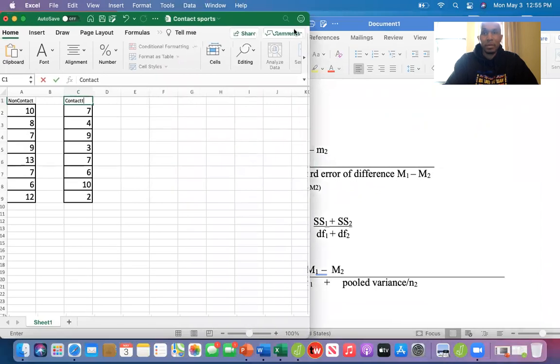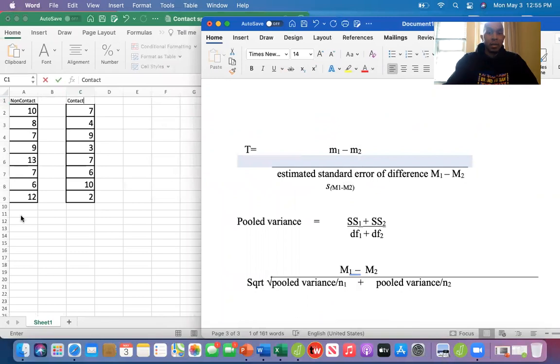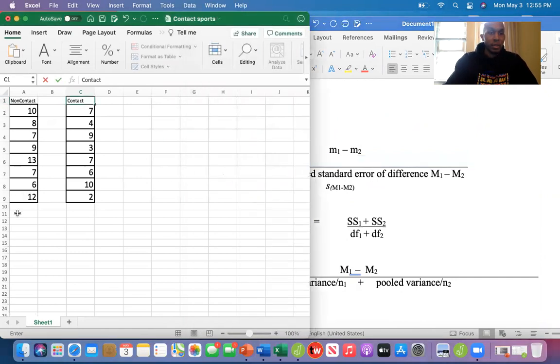Okay, this works. Hopefully this isn't too cumbersome for those watching. All right, so we need both means, right? We need the average for both. We have the non-contact and the contact group.